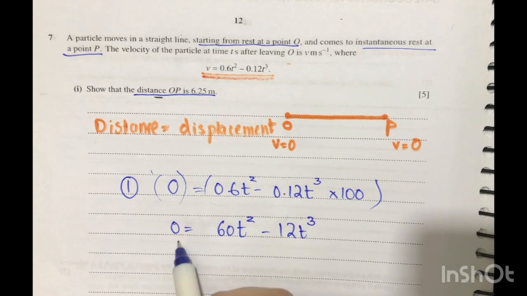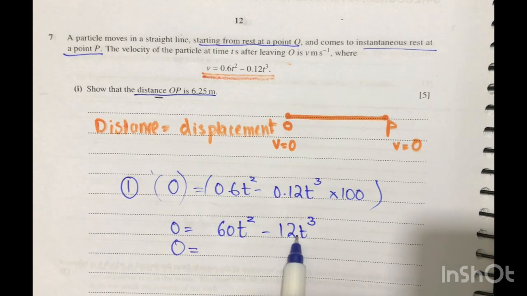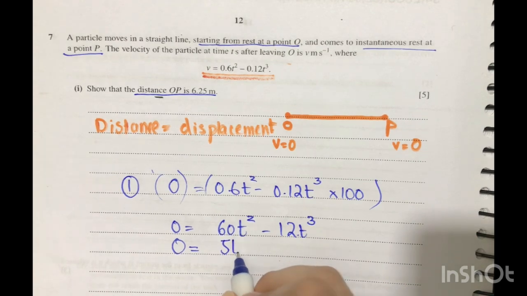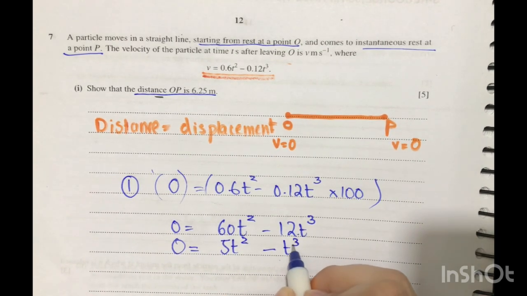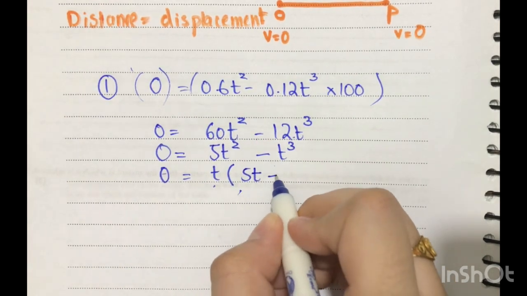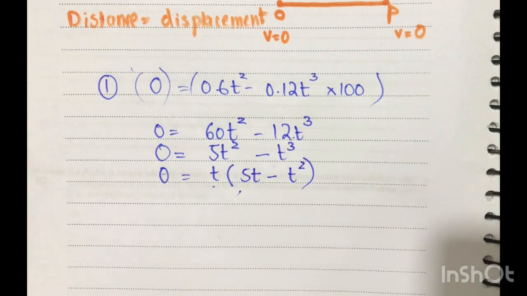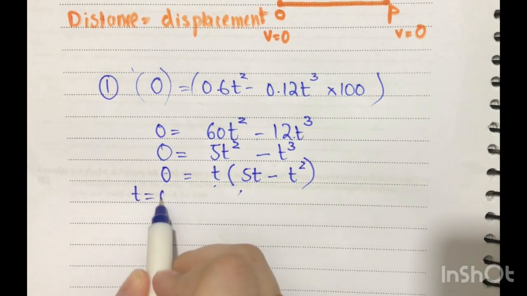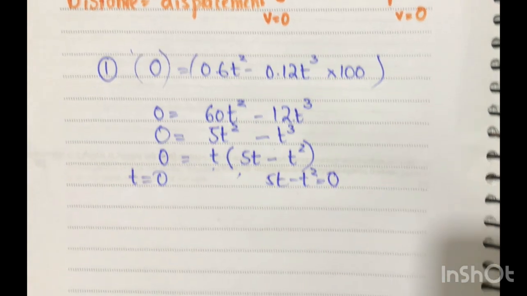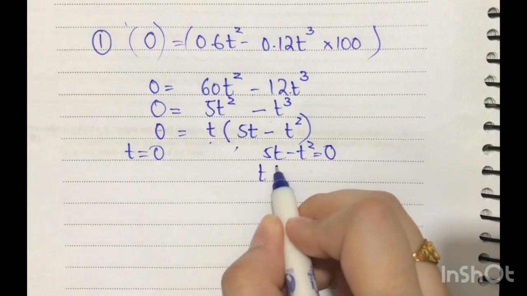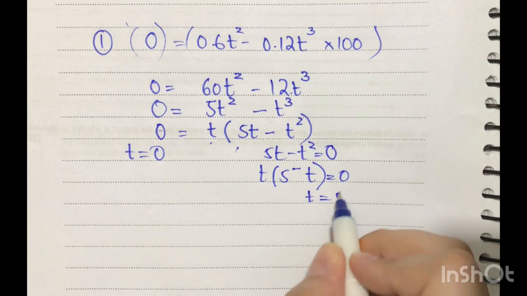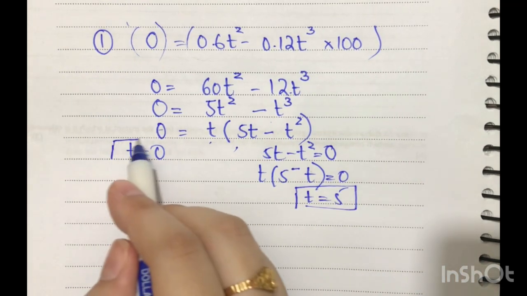Now we can simplify this further by dividing both sides by 12. So this will become 5t squared minus t cubed. We'll take t outside, so 5t minus t squared is equal to 0, which means t is equal to 0, or 5t minus t squared is 0. Let's solve this further. 5 minus t is equal to 0, so t is equal to 5. So t is equal to 5 or t is equal to 0.